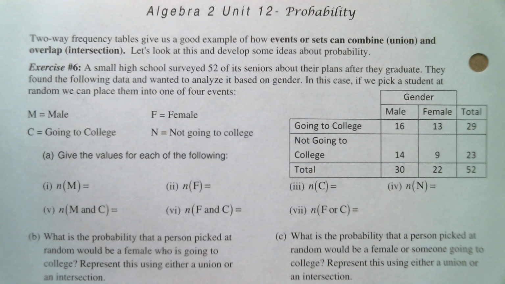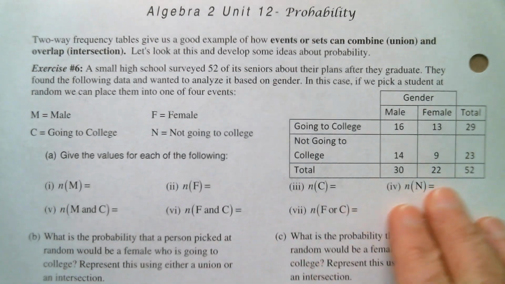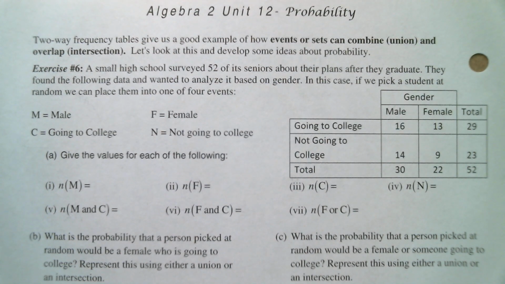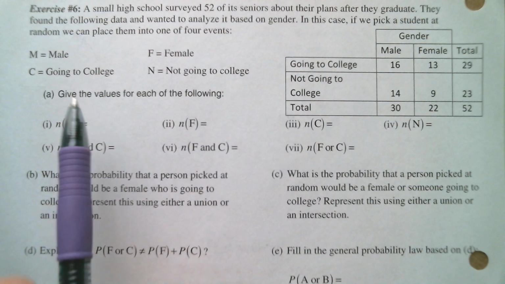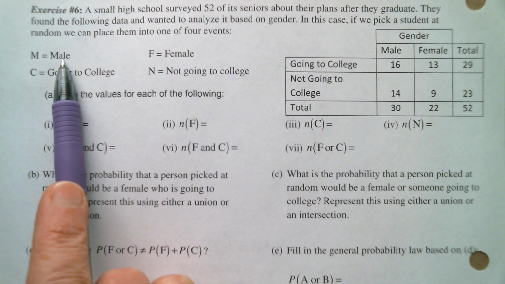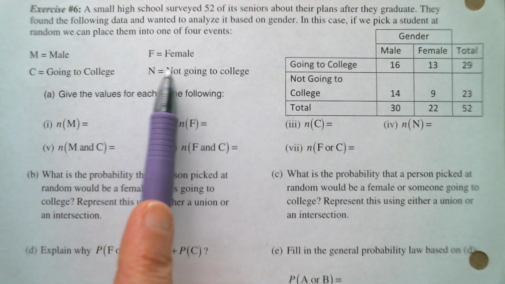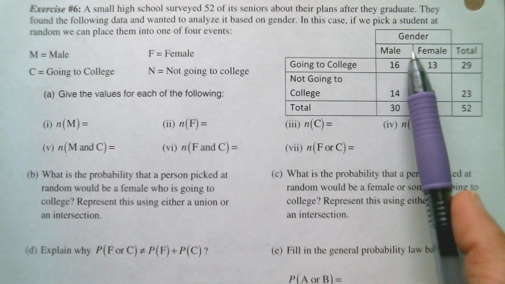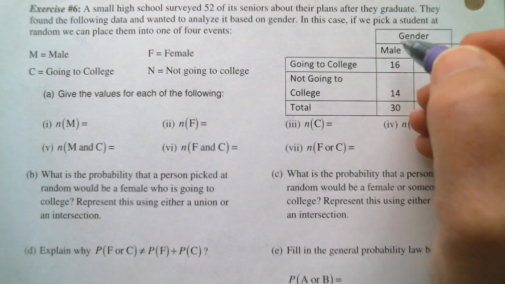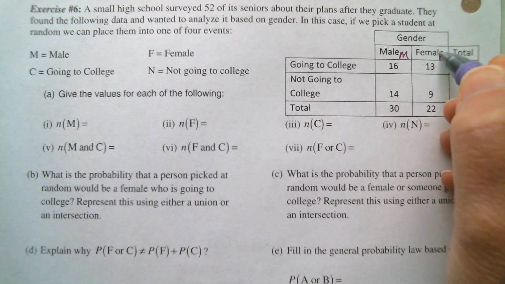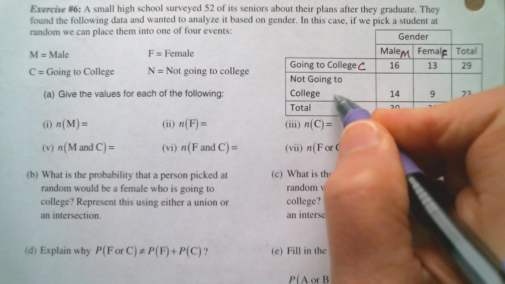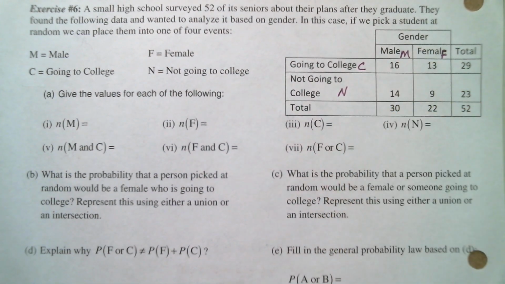A small high school surveyed 52 of its seniors about their plans after graduation. They found the following data and wanted to analyze it based on gender. In this case, if we pick a student at random, we can place them into one of 4 events. We have M for male, F for female, C for going to college, and N for not going to college.